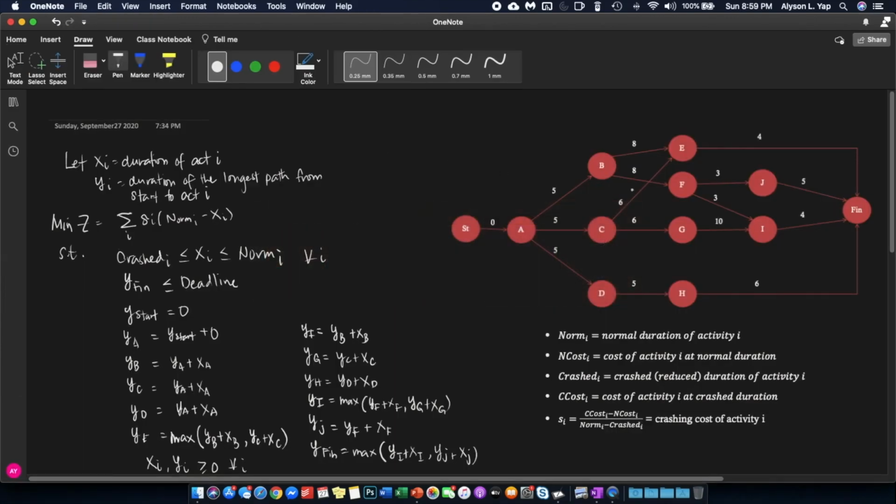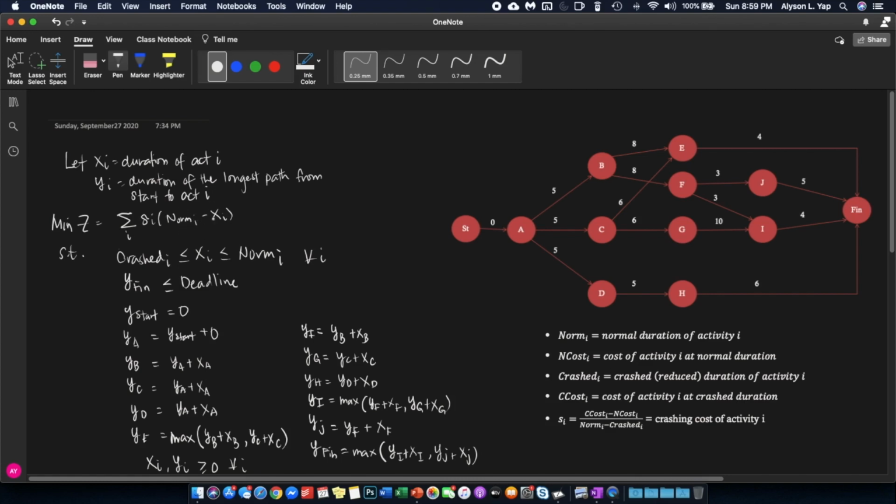So what I have here are the network graph and the parameters of the problem. Okay. I also have our decision variables. Because our first problem talks about minimizing the total cost of meeting the deadline, then your objective function should be your total cost. And what is the total cost of meeting your deadline? The total cost of meeting your deadline is essentially the sum of the individual costs of each activity.